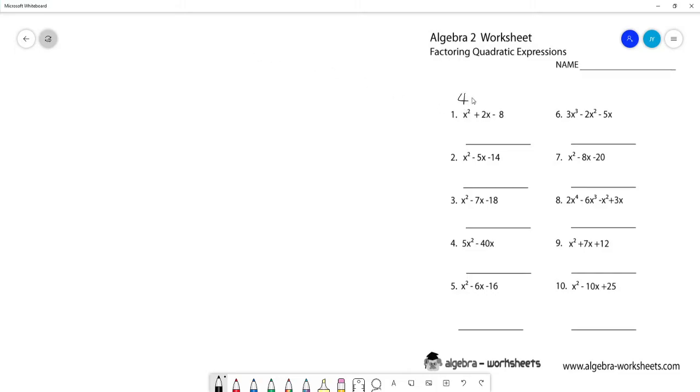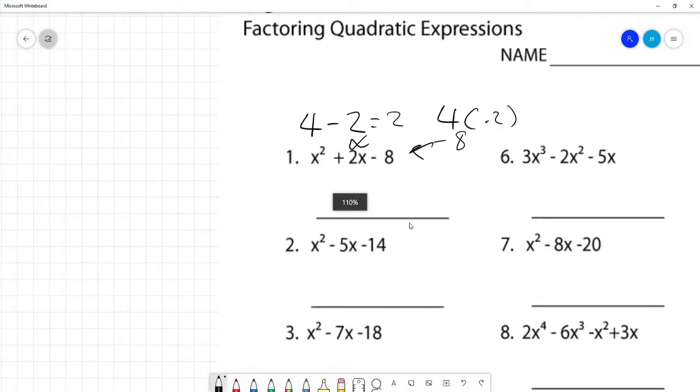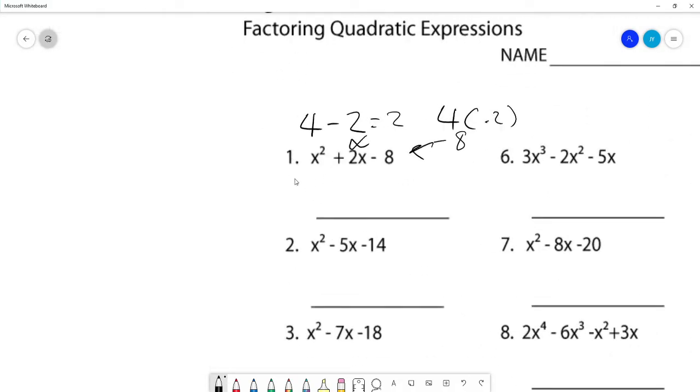Test the factors. 4 and -2. 4 minus 2 is equal to 2, so that matches up with that one. And then 4 times -2 is equal to -8, and that matches up with that one, so that works out well. In that case, we're going to use that. So we're going to split the middle: x squared plus 4x minus 2x minus 8.